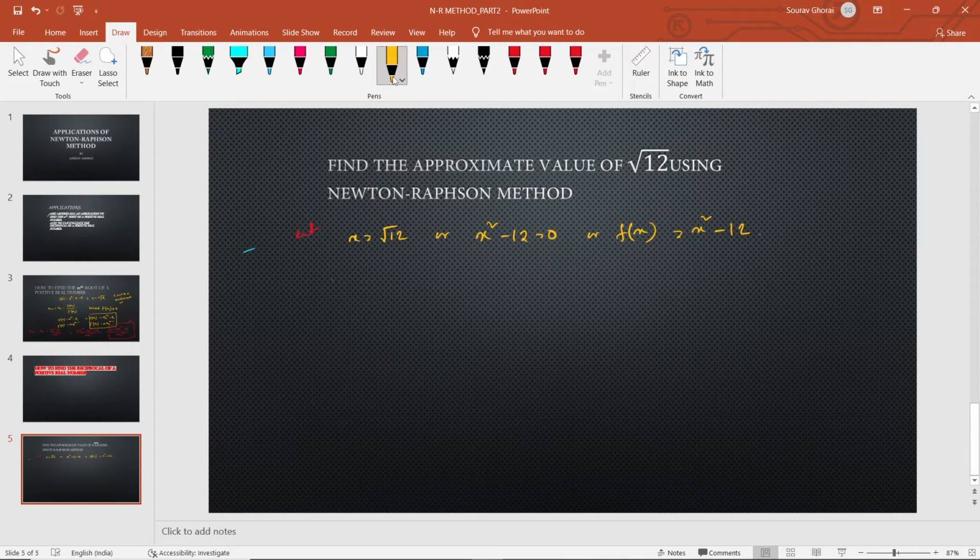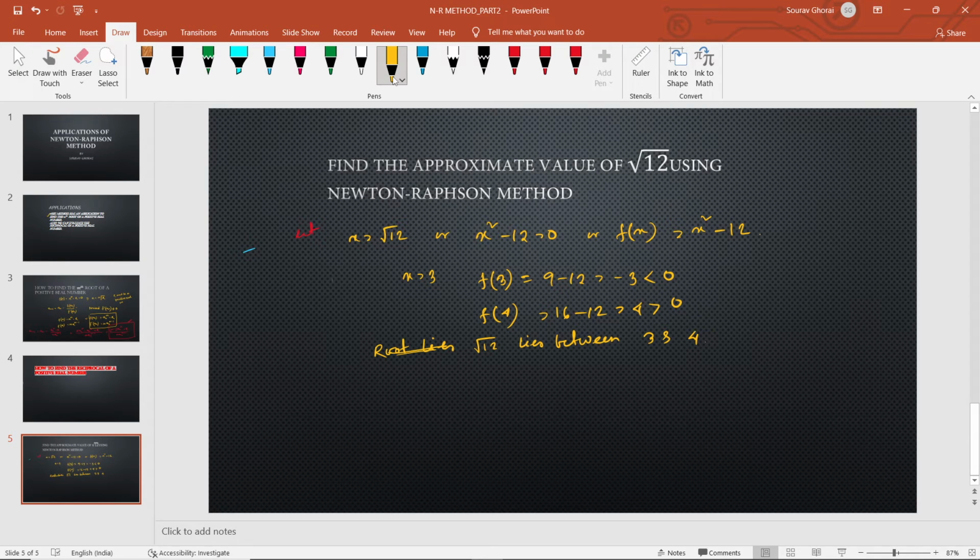Now we can say that if we take x equal to 3, f of 3 is equal to 9 minus 12, which is minus 3, less than 0, and f of 4 is equal to 4 squared minus 12, which is greater than 0. So we can say the value of root 12 lies between 3 and 4. Now we can specify it more.